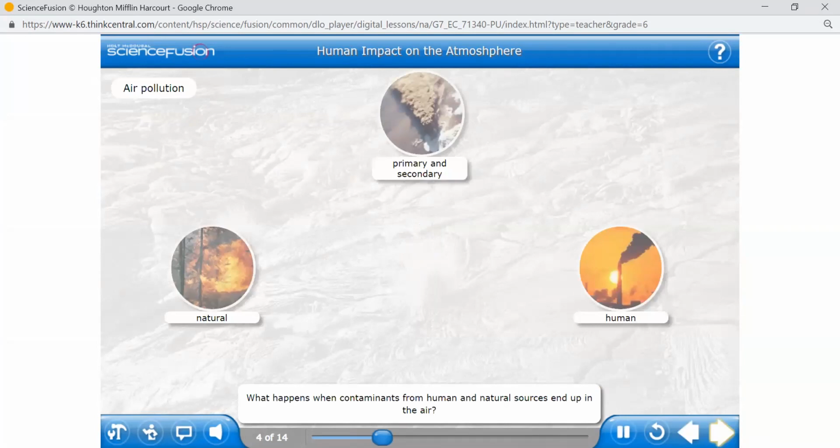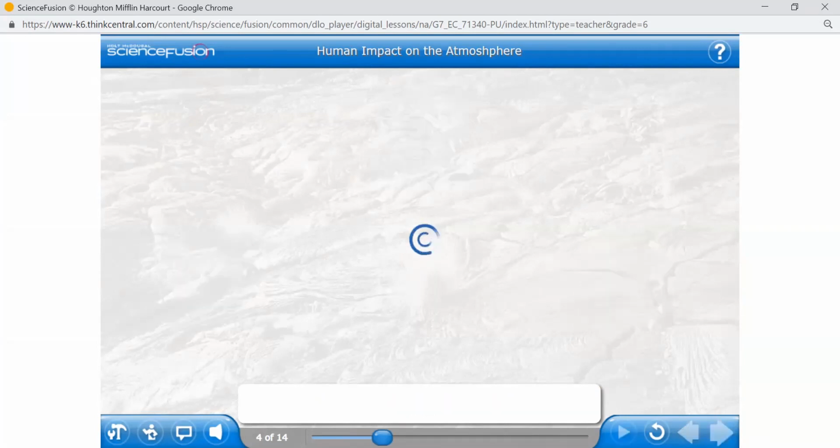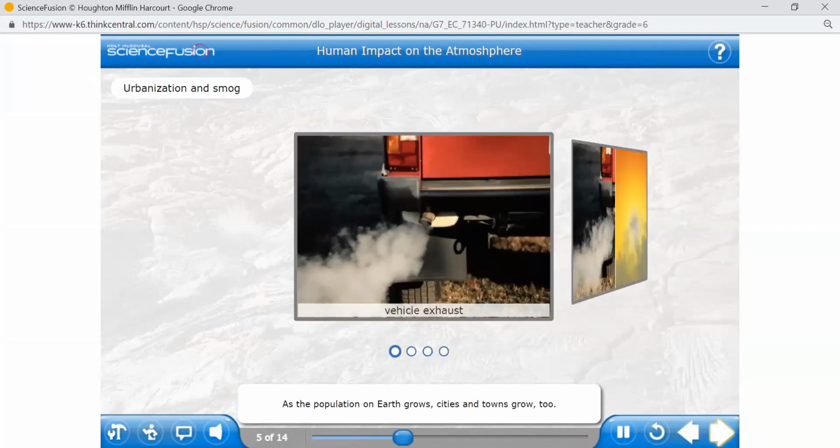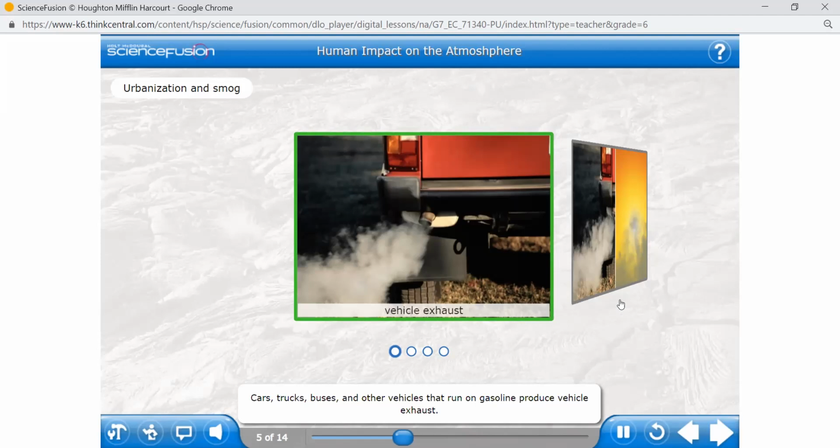What happens when contaminants... As the population on Earth grows, cities and towns grow too. Cars, trucks, buses, and other vehicles that run on gasoline produce vehicle exhaust. Vehicle exhaust is a primary pollutant.